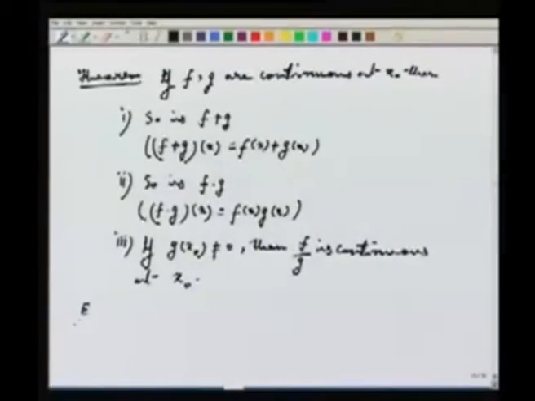Can that happen? Intuitively you feel it cannot happen, because then there is a jump. If g of x naught is either positive or negative, then in every neighborhood, if g is 0, then we are in trouble. So to understand that 3 is really true, if you want to feel it, you should solve the following exercise.